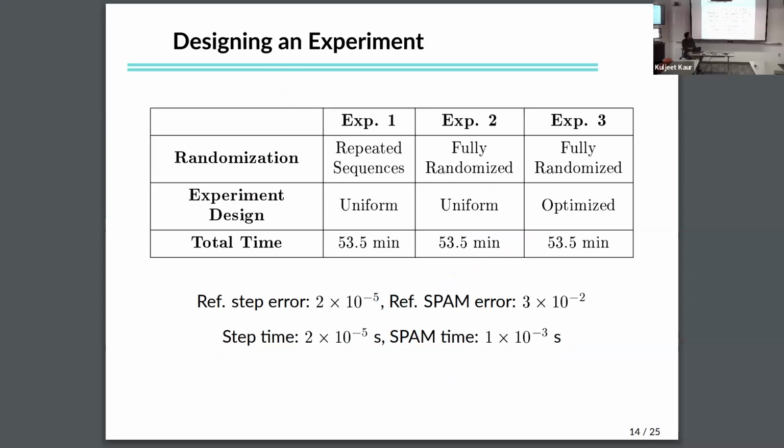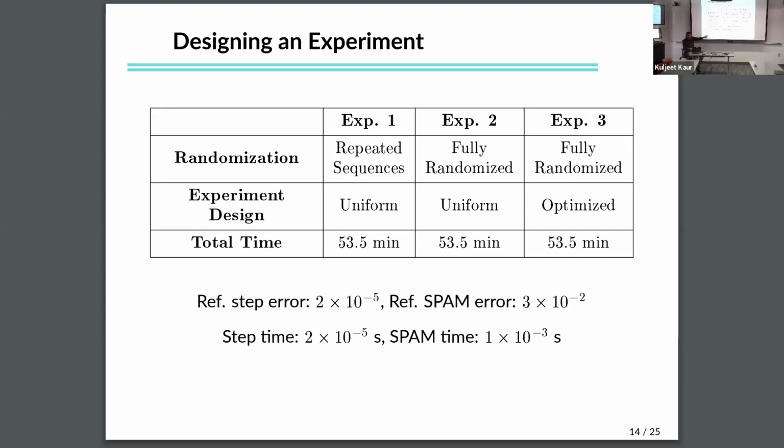Once they had it set up, we wanted to design this kind of experiment that showcases the benefits of fully randomizing. So we thought about this. What we came up with is shown in this table. So we asked them to run 3 experiments where we modified the randomization and also the experiment design. So the 2 options for randomization are you can either have repeated sequences like you normally do in randomized benchmarking, or you can fully randomize the experiment. So in experiment 1, we had the repeated sequences. In 2 and 3, we fully randomized.